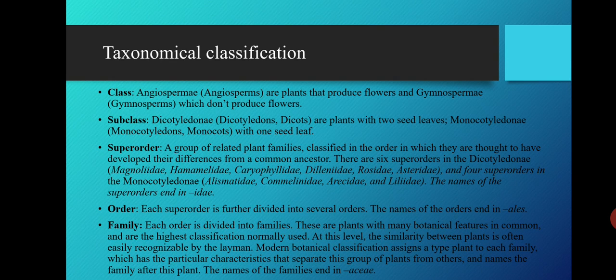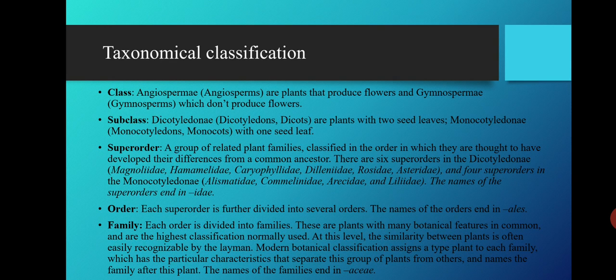There are 6 superorders in the dicotyledons: Magnoliidae, Hamamelidae, Caryophyllidae, Dilleniidae, Rosidae, Asteridae, and 4 superorders in the monocotyledons: Alismatidae, Commelinidae, Arecidae and Liliidae. The names of the superorders end in IDAE, that is Idae. Order: each superorder is further divided into several orders. The names of the orders end in ALES.